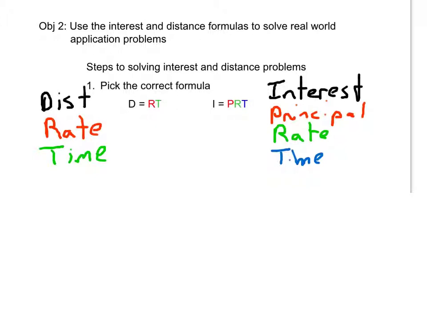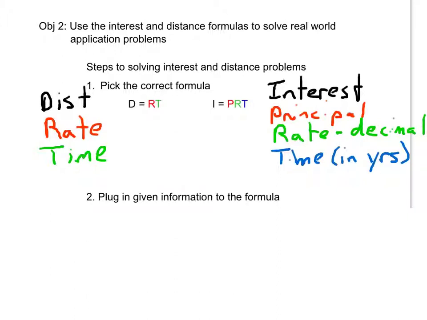Okay, now a couple important things about the rate. The rate is going to be written as a decimal. Okay, that's important. You'll see why on the next slide. And also important, the time is always in years. Okay, time has to be in years. Those things are both very important. Okay, so step 1, pick the correct formula. Step 2, plug in your given information to the formula. So if you know the distance, plug it in. If you know the rate, plug it in, and then solve for the time or whatever it is. Okay, so plug in the stuff you know. And step 3 is to go ahead and solve for whatever variable you're trying to solve for. Okay, most of these you'll be solving for either the distance or the interest.